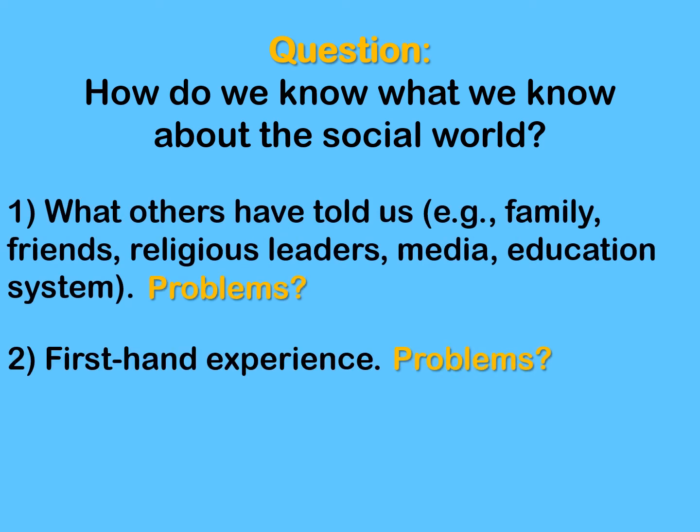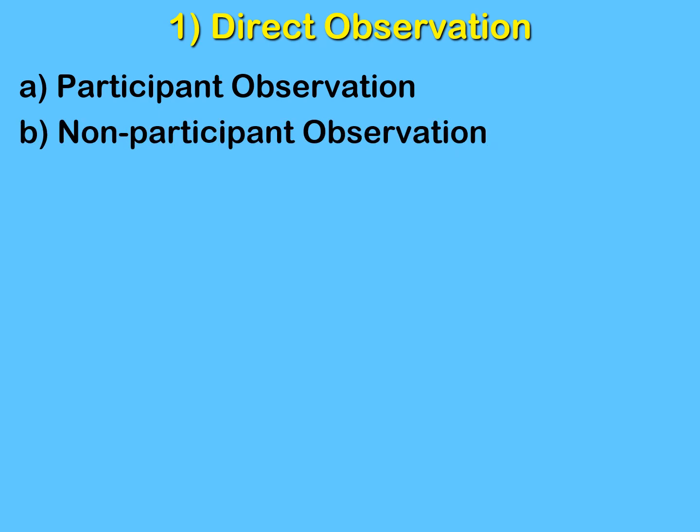So what are our methods that we use? One is direct observations, pretty straightforward. There's a couple ways we do this. Participant observation, non-participant observation. We watch people.